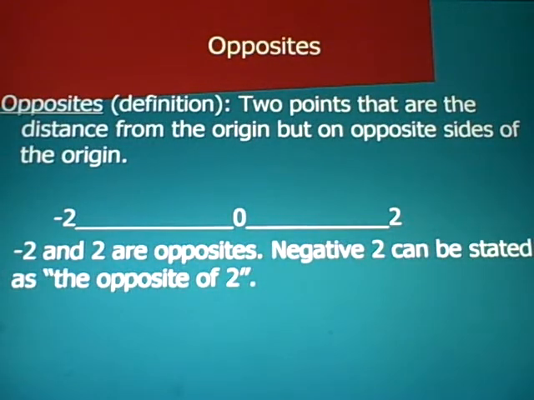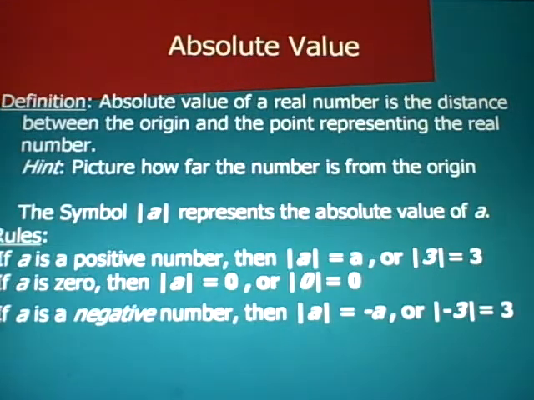Before we talk about absolute value, we have to talk about opposites first. Opposites are defined as two points that are the same distance from the origin, but on opposite sides of the origin. So 2 and minus 2 are opposites. Negative 2 can also be stated as the opposite of 2. So starting at the center of the origin, moving at the same speed in two different directions, anywhere you stop, you're going to have numbers that are opposites.